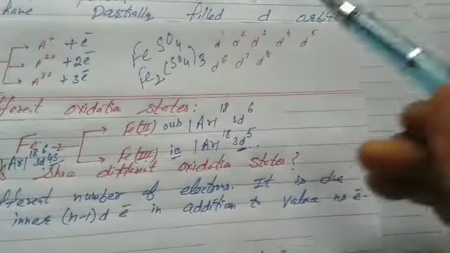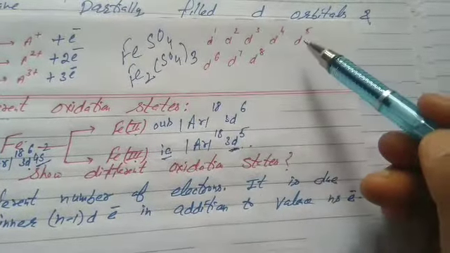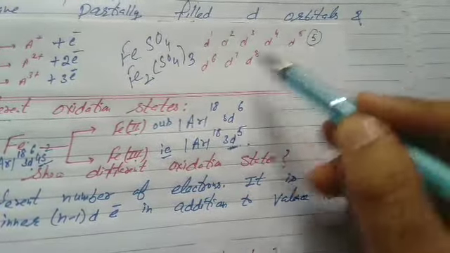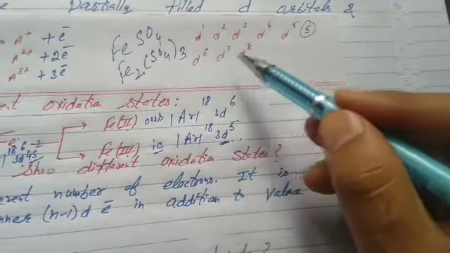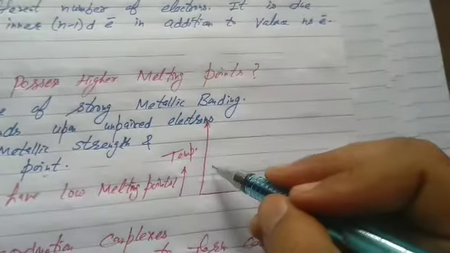Friends, that's the transition series. At first, what will happen? D1, D2, D3, D4, D5. Maximum unpaired electron 5. After D5, what will happen? D6, D7, D8. That is, pairing will start. Unpaired electrons start decreasing. That's the logic. Melting point first increase and then decrease.